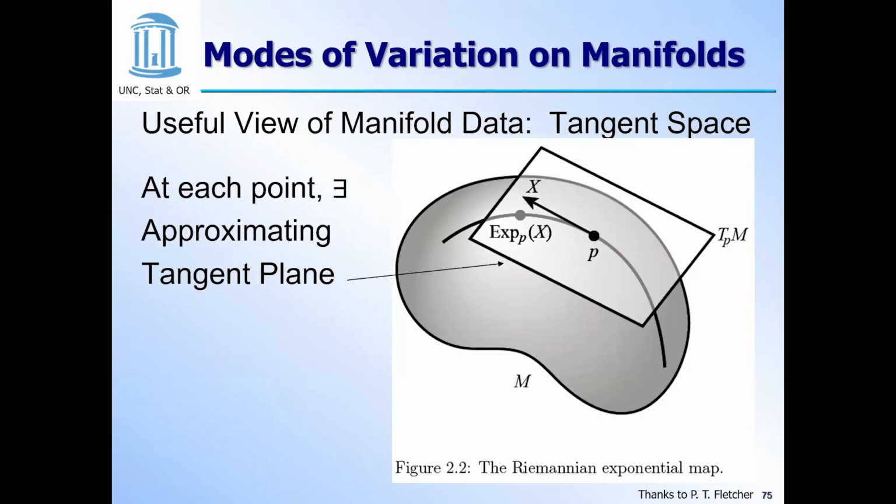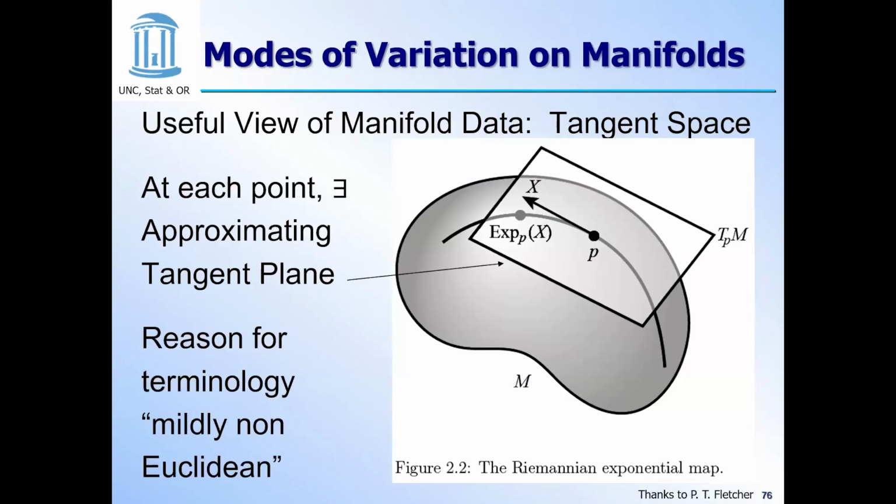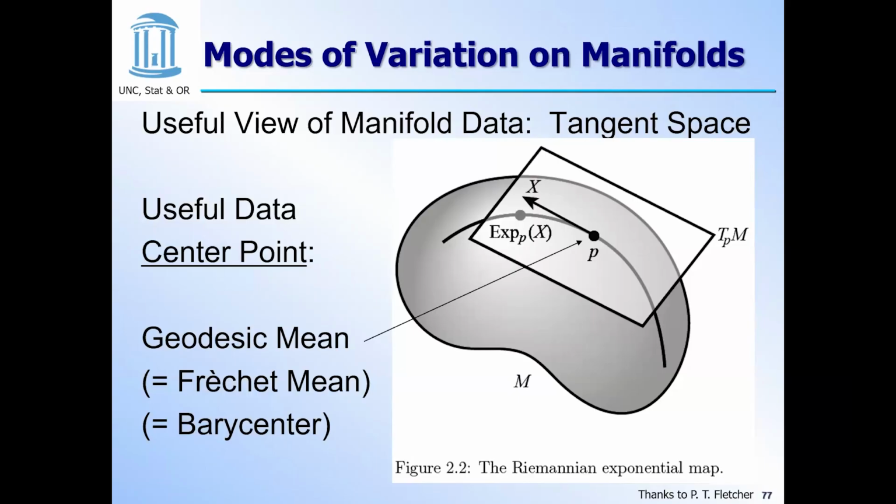Of course, the idea of a manifold is smooth in the sense that at each location there's an approximating chart. Sometimes I call that mildly non-Euclidean. People heard me use that term yesterday in a discussion. As a choice of center for a manifold, a nice one often is to use the geodesic mean. Fréchet mean or barycenter are synonyms for that.